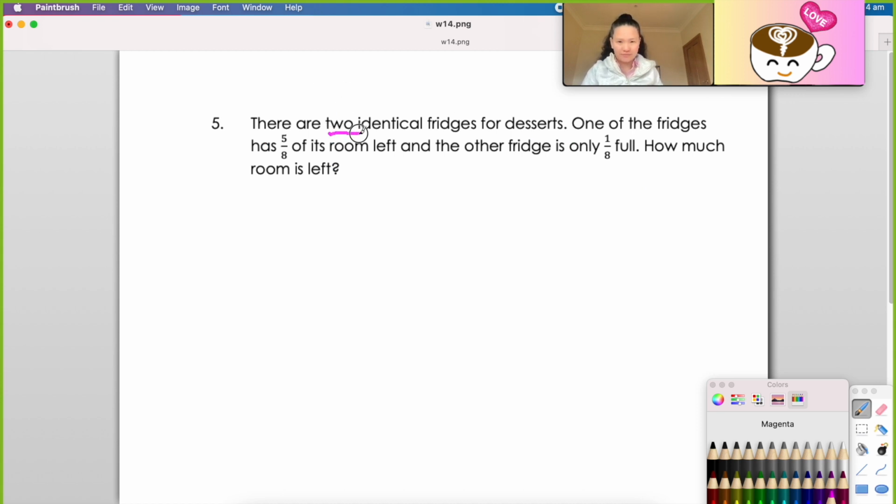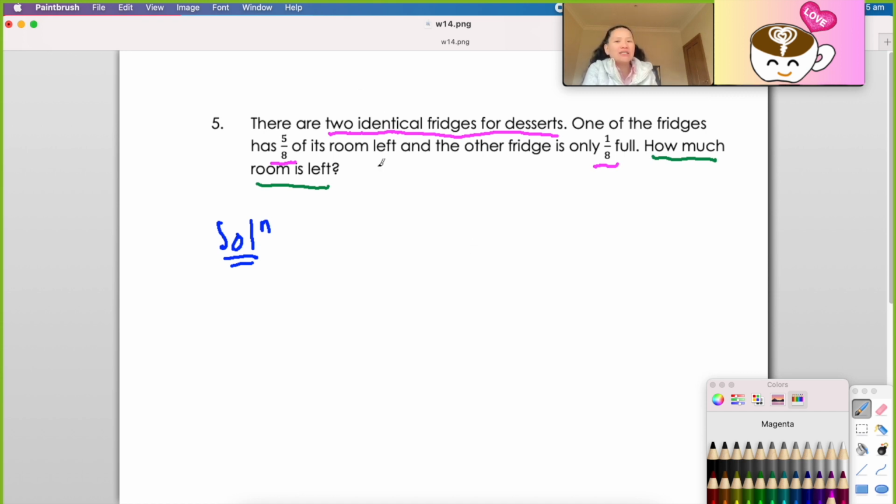There are 2 identical fridges for desserts. One of the fridges has 5/8 of its room left, and the other fridge is only 1/8 full. How much room is left? This one is tricky. This one is tricky because, okay, you need to read the question twice. They want you to find how much room is left. Okay, from here, it's a little bit tricky because you can see that they have 2 identical fridges.